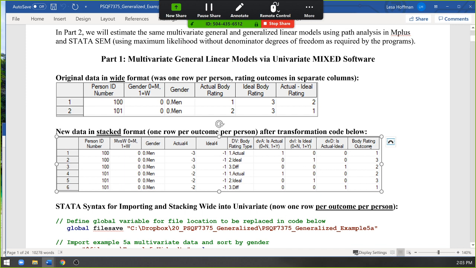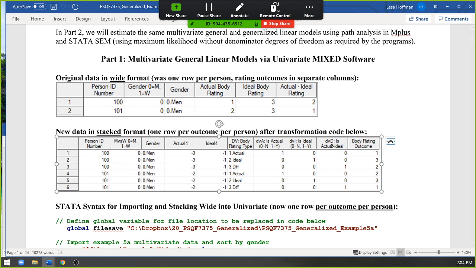So there's one column here that I named at the very end, body rating outcome, that holds the information from all three of these outcomes here: the actual rating, the ideal rating, and the discrepancy between the two, as the three different outcomes in this example. To keep track of which outcome is which, there is one index variable, which is this DV variable right here. And then I've created three different dummy codes that will act like the switches when these go into the model.